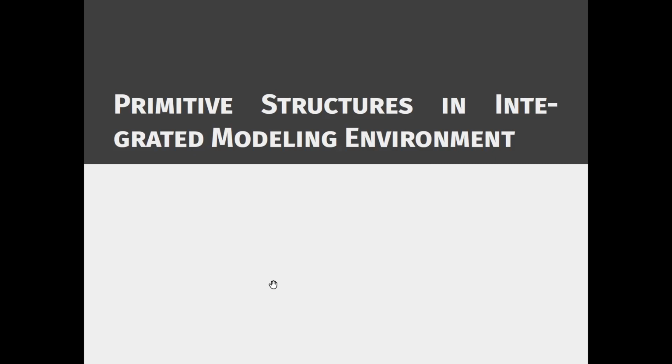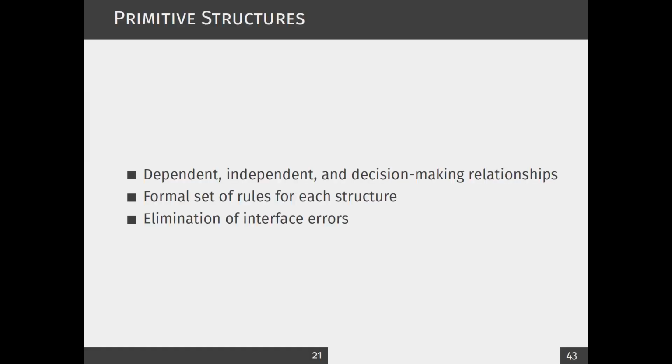Okay, so let's next focus on the primitive structures in integrated model development. Now, when you look at primitive structures, they are dependent, independent, and then you can have decision-making relationships, right? And then you can have what we call a formal set of rules for each of these structures. By doing so, you can eliminate the interface errors.